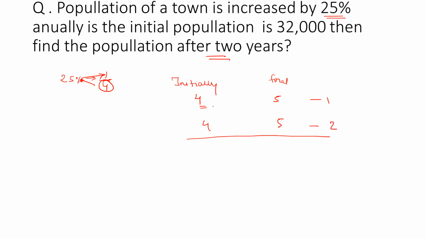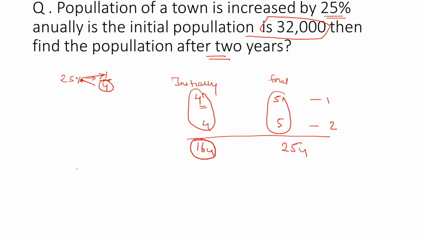So now we'll calculate: the initial population was 4 into 4, that is 16 units, and the final population is 5 into 5, that is 25 units. In the question, the initial population is given as 32,000. But according to this I got my initial population as 16 units. So I will compare this 16 units with 32,000, and I will get the value of 1 unit. I know 16 to 32, so the value of 1 unit is 2000.